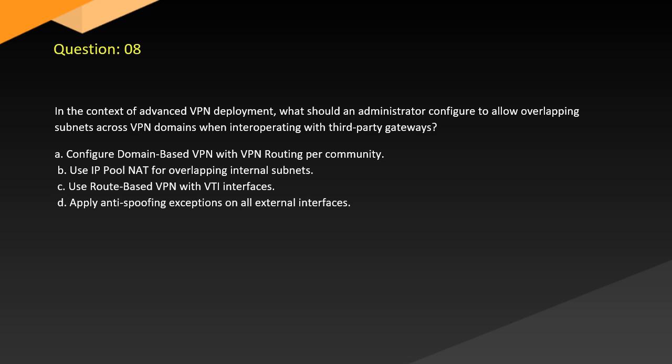Question 8. In the context of advanced VPN deployment, what should an administrator configure to allow overlapping subnets across VPN domains when interoperating with third-party gateways? A. Configure domain-based VPN with VPN routing per community. B. Use IP pool and NAT for overlapping internal subnets. C. Use route-based VPN with VTI interfaces. D. Apply anti-spoofing exceptions on all external interfaces.